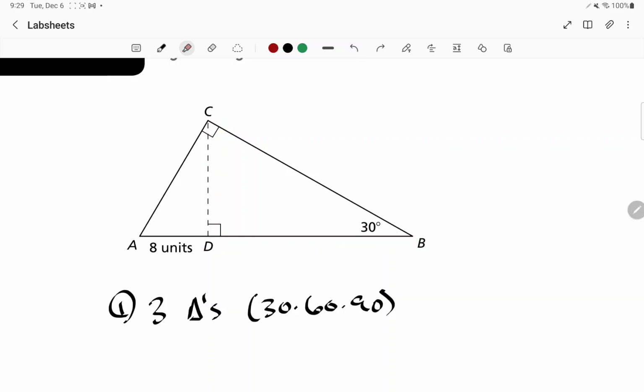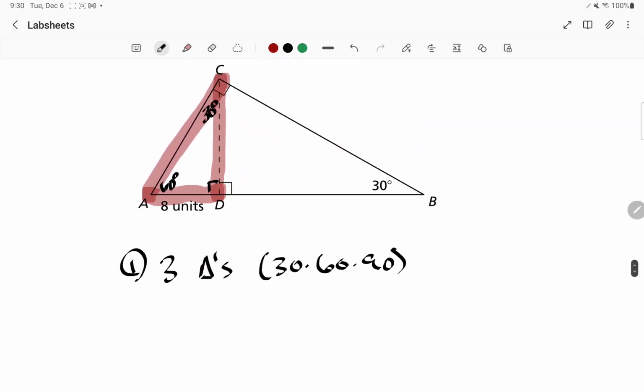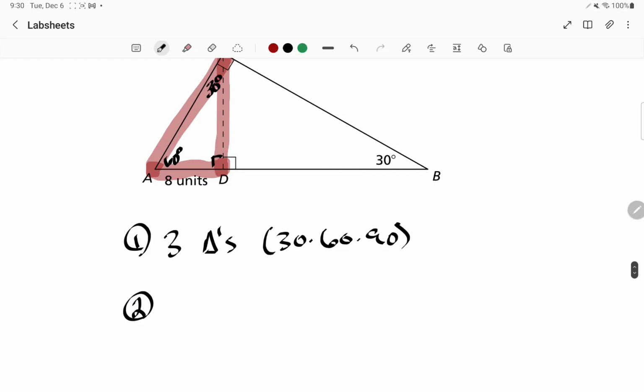So for part 2, it says to find the perimeter, right? So to find the perimeter, let's look at the triangle that we know the most about. And that would be this triangle right here. Because for that triangle, we know that this is 30 degrees, this is 60 degrees, and this is 90 degrees. Okay, so what I'm going to do is pull that out, part of answering number 2. I'm going to redraw it down here because it could get messy up there.